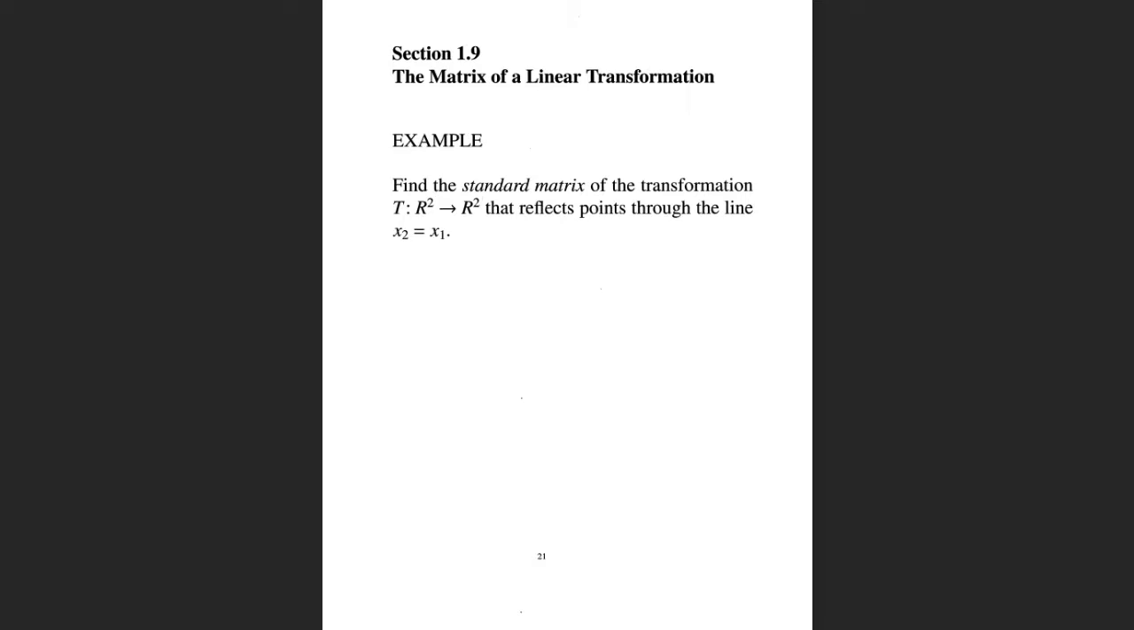So let's see what's going on here. We want to find the standard matrix of a transformation that reflects points through the line x2 equals x1. Now, x2 equals x1, you're used to something like y equals x. How many remember studying reflections about the x-axis, about the y-axis, maybe about the origin? How many have seen that kind of thing, maybe in your other math classes, reflections?